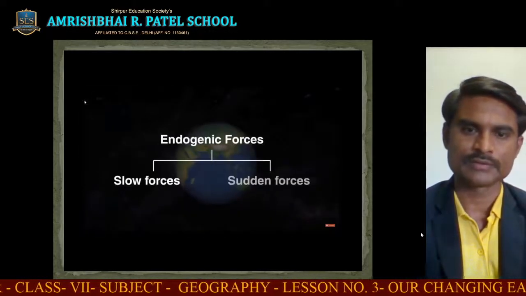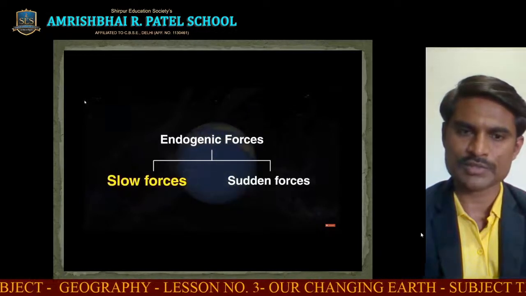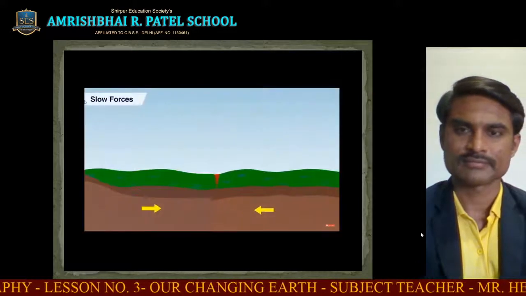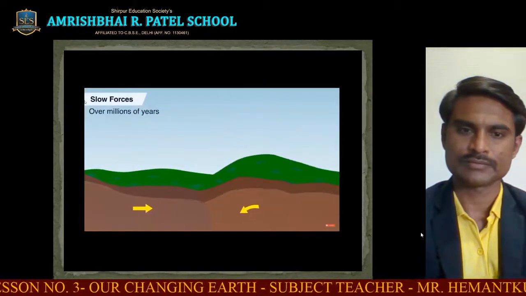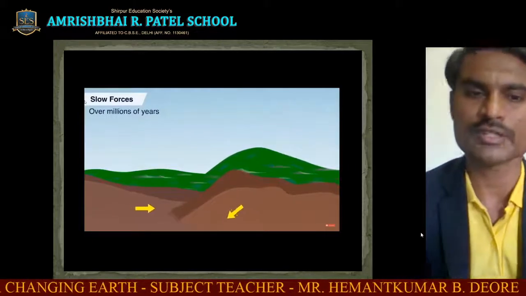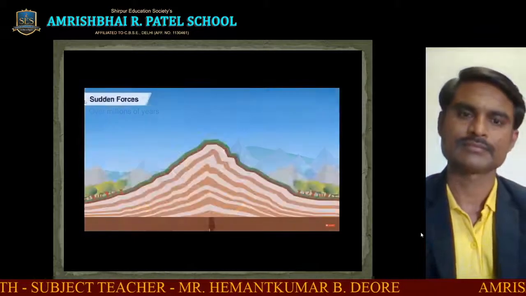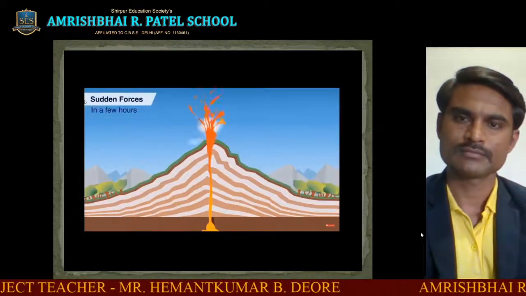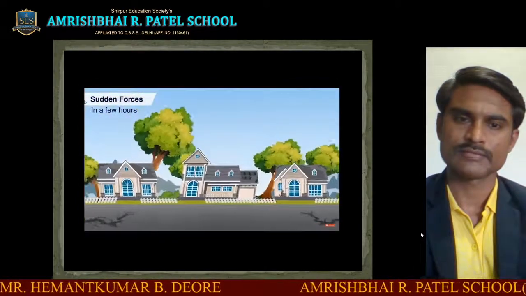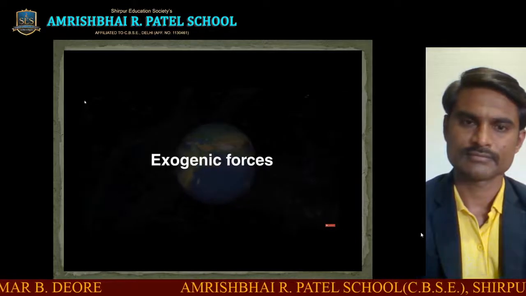Endogenic forces cause two types of movements: slow forces and sudden forces. Slow forces, as you can see, cause the formation of mountains. This is how the Himalayas were formed. Sudden forces result in volcanic eruptions and earthquakes.